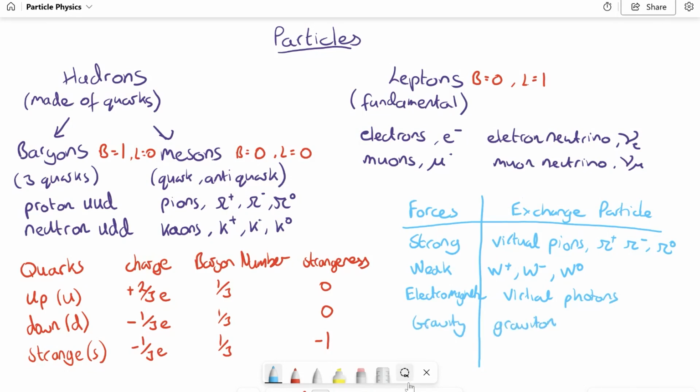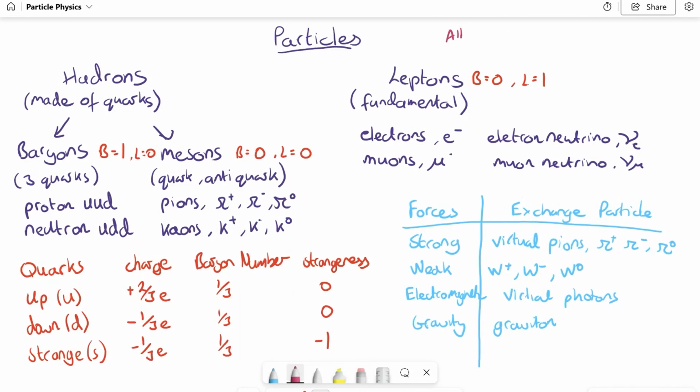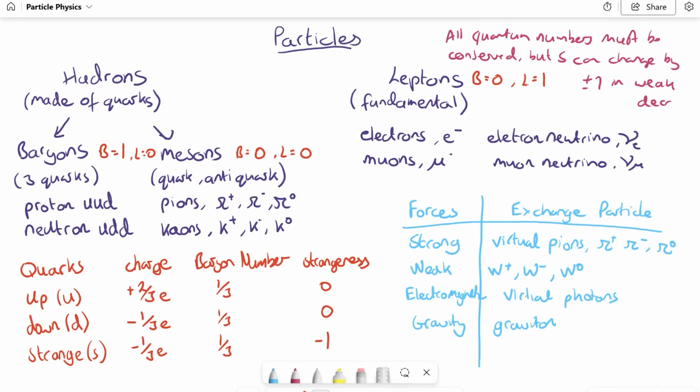Okay, weak force is important because strangeness must be conserved apart from in weak decays, where it can change by plus or minus 1. So I'm just going to make a little note somewhere on here to point out that all quantum numbers must be conserved, but strangeness can change by plus or minus 1 in weak decays. Okay, so that's kind of a little aside to that. But that's everything we need to know about particles right there.